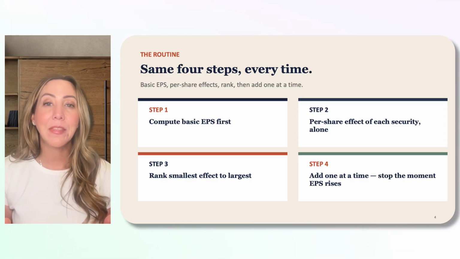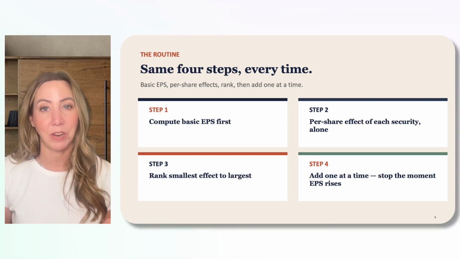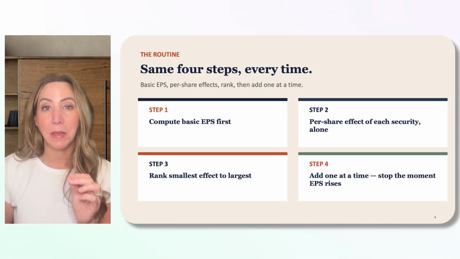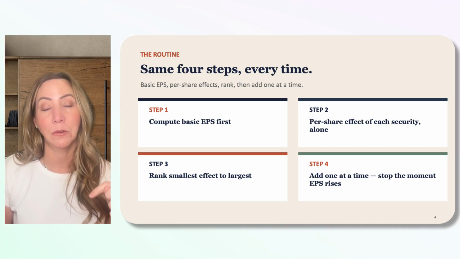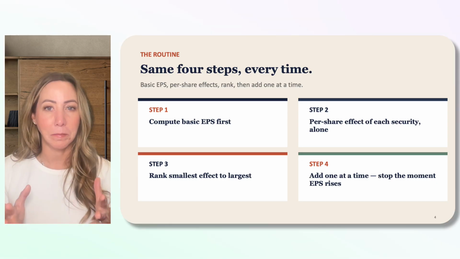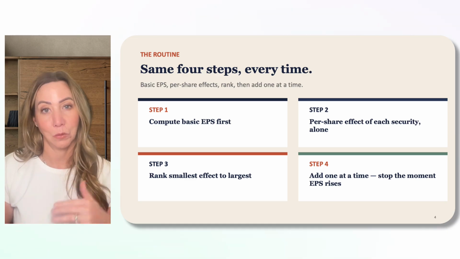Step 4, add them to the fraction one at a time in rank order, recomputing EPS at each step and comparing to the previous one. The moment that adding a security makes EPS go up instead of down, throw it out and stop. That security is anti-dilutive. This is why ranking matters. Enter the cheap dilution first, and the expensive candidates have to beat an ever lower bar.